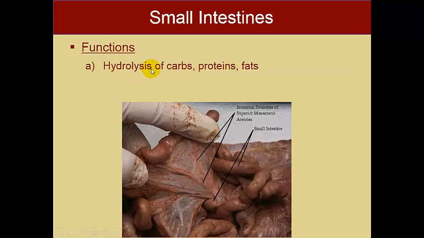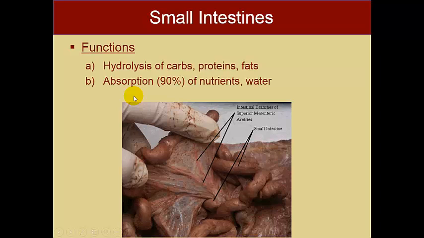So hydrolysis, or chemical digestion, is certainly a huge function of the digestive system, and most of it occurs in the small intestine. You might recall we began the hydrolysis of carbohydrates in the mouth with salivary amylase, and we began the hydrolysis of proteins in the stomach with the enzyme pepsin. Not too much hydrolysis of fats up until this point, but starting right away in the duodenum, the first part of the small intestines, we get a bunch of enzymes entering the picture and massive hydrolysis of these organic molecules. Following the hydrolysis is the absorption.